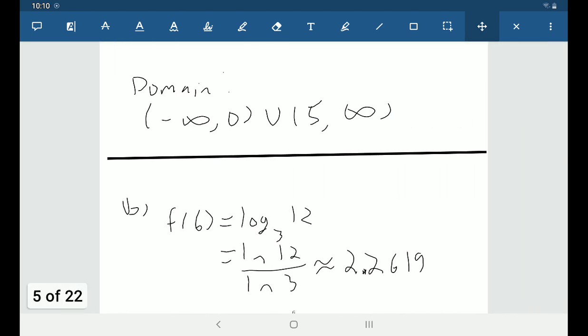To find the next part, f of 6, so we put in 6 for x. That makes the inside 12. And so the exact answer is log base 3 of 12.